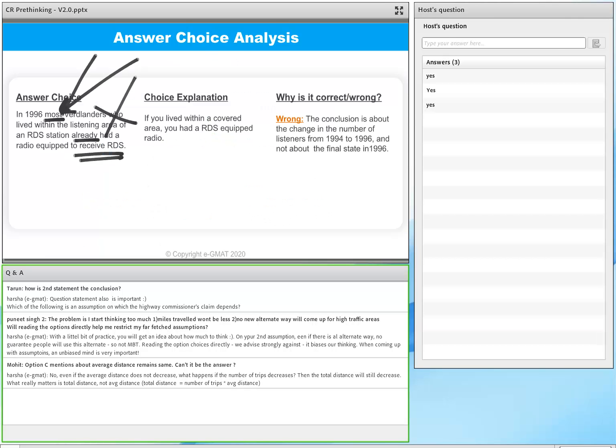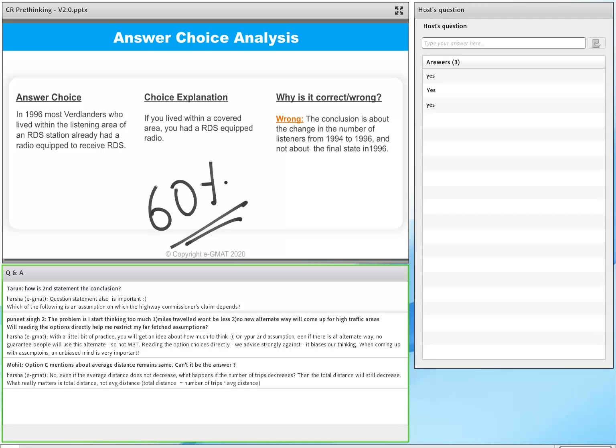Choice B, again, for those of you, choice B is a strengthener. It's not an assumption in any world. Choice B says, for the number of people to remain the same in 94 and in 96, in 96, 60% of all Verlanders should have an RDS equipped radio. Is that required? What if 20% of all Verlanders had an RDS equipped radio in 94, and the same 20% had an RDS equipped radio in 96? Can the conclusion still not be true? Oh, it can still be.